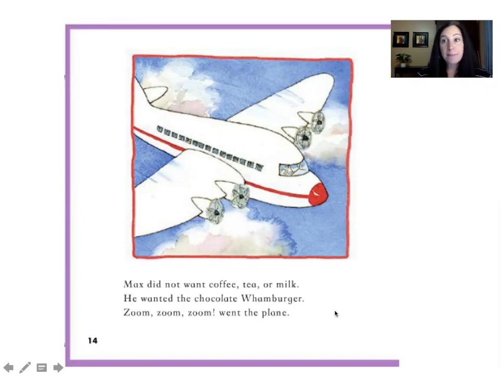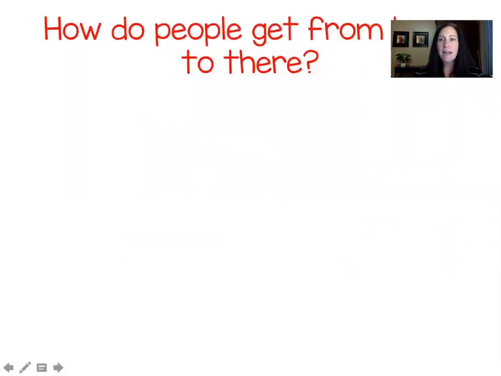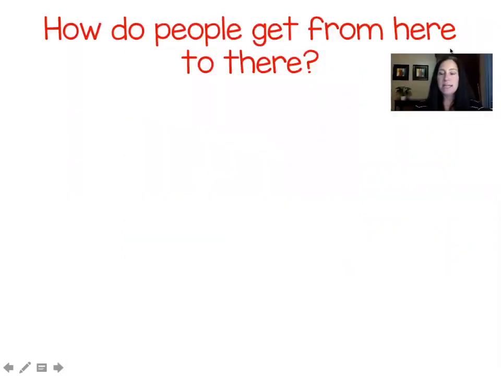Well, the next time that we read together, we will finish our story and maybe we will find out what kind of transportation gets Uncle Bunny and Max to Zeke's Palace of Ice Cream. So let's review today all the different kinds of transportation that we read about with Uncle Bunny and Max. And remember that our essential question was, how do people get from here to there?